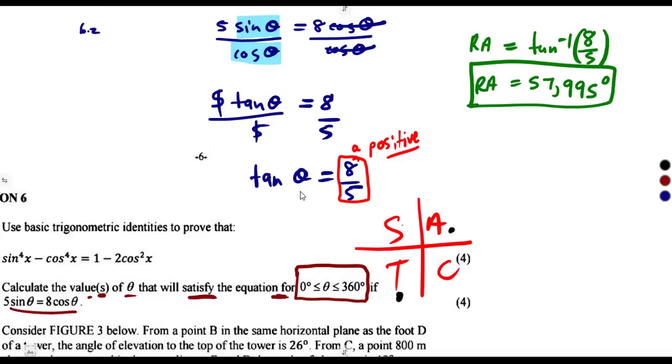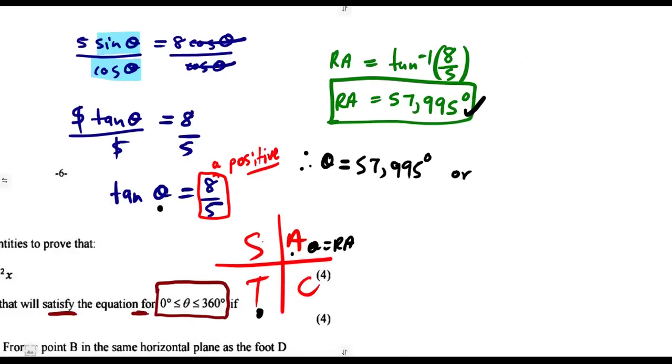So the actual angle, which is theta, can be calculated. Therefore, theta is equal to what? Remember, in the first quadrant, theta is equal to the reference angle. You take the reference angle as it is. So our theta is going to be 57.995 degrees, or our theta is going to be what?